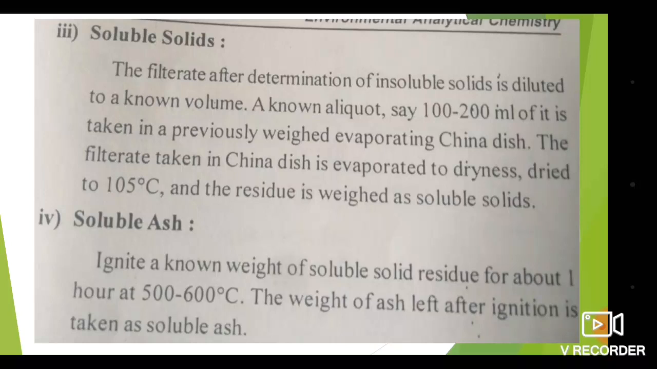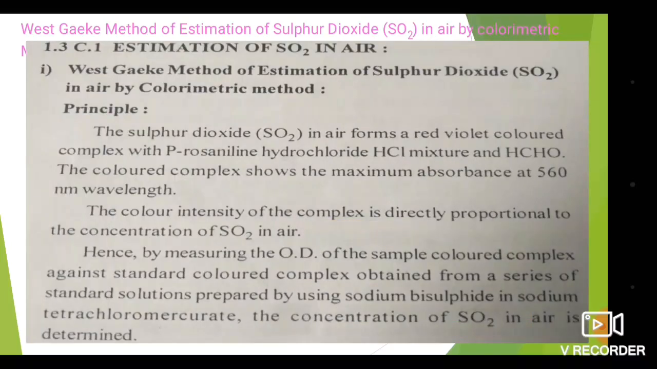Then the fourth determination is the soluble ash. Ignite a known weight of the soluble solid residue for about 1 hour at 500 to 600 degrees Celsius. The weight of ash left after ignition is taken as the soluble ash. So whatever soluble solid we obtain from evaporating the solvent is ignited at about 500 to 600 degrees Celsius. Then whatever the weight of this ash is, this is nothing but soluble ash. So this is about the determination of the settled and suspended particulate matter.